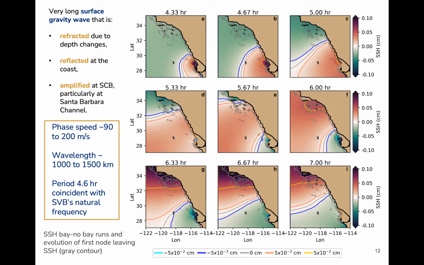Channel. And so the phase speed of these waves varies depending on where they are moving, but they are very fast. They're around 90 to 200 meters per second. Their wavelength is approximately somewhere between 1,000 and 1,500 kilometers. And their period is about 4.6 hours, and it's very nice that it coincides with the bay's natural frequency. And the seiche and everything that happens in the bay, I don't have time to talk about it, but that's very nice. This is also the period of the internal waves that we see. Okay.